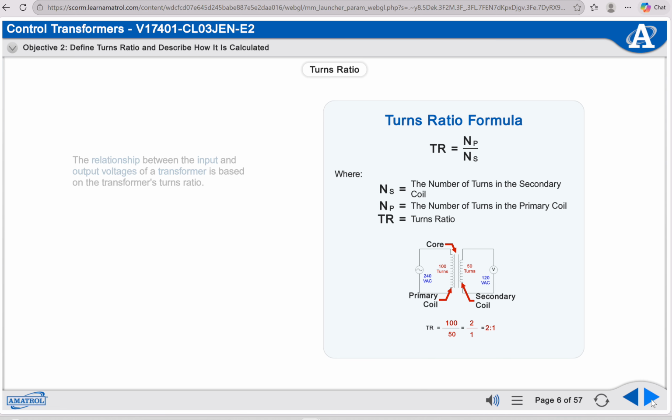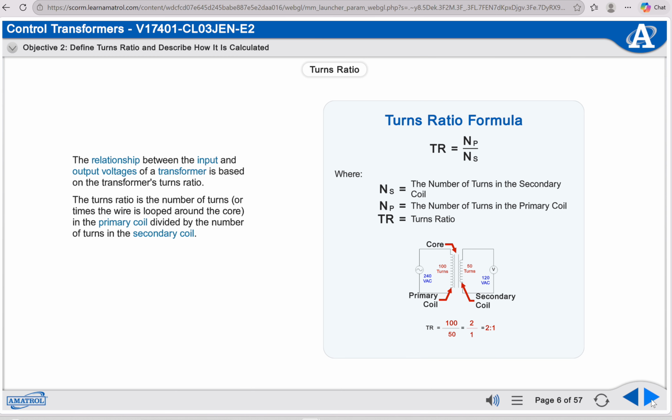Define turns ratio. The relationship between the input and output voltages of a transformer is based on the transformer's turns ratio. The turns ratio is the number of turns, or times the wire is looped around the core, in the primary coil, divided by the number of turns in the secondary coil. Though the ratio is determined to be 2 to 1, it is usually shown as 2:1.